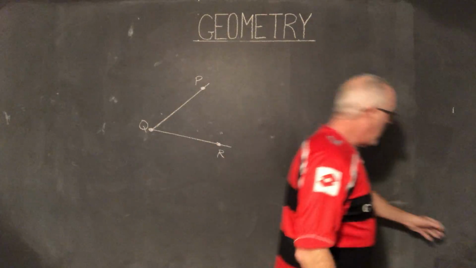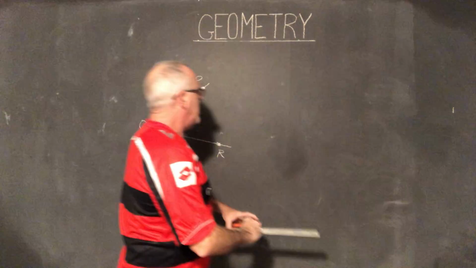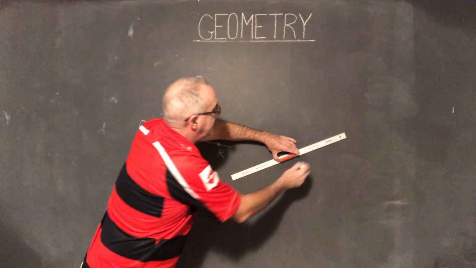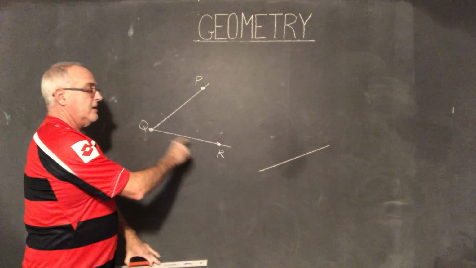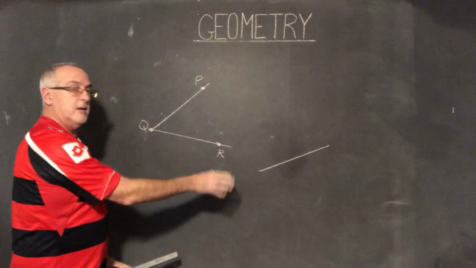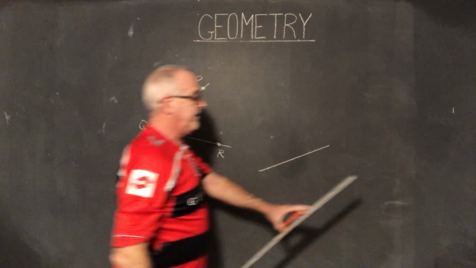So I'm going to not do that. I'm going to draw a baseline for another angle. I'm going to just do it like that. I don't have to make it the same length. I don't have to make it point in the same direction.